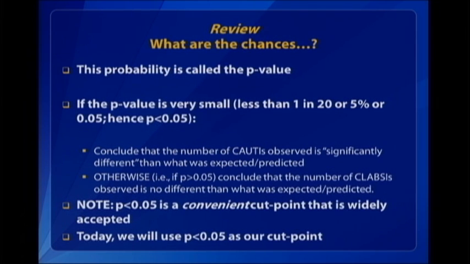So this is just a review. We talked about the p-value this morning. If you're in a bit of a food coma, I just wanted to remind you of what it is. It is a probability, of course, and just like we did this morning, we're going to use a cut point of 0.05. So if a p-value is less than 0.05, we would say that our SIR is significantly different.